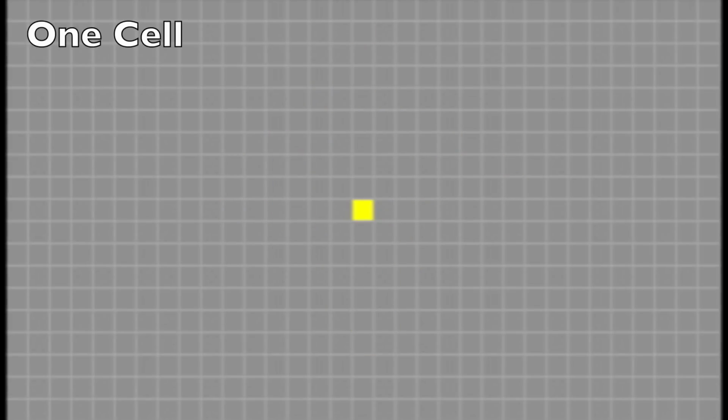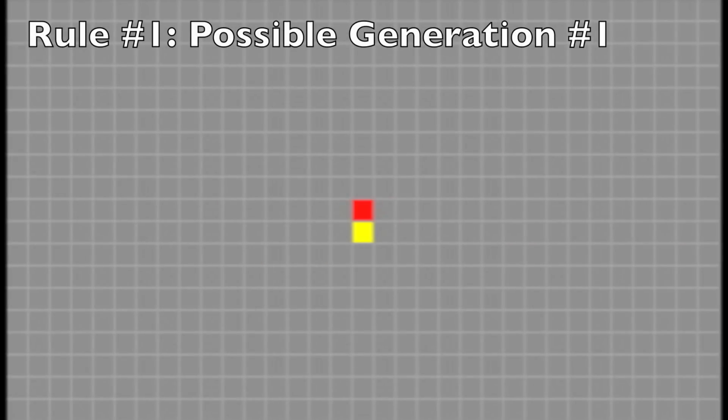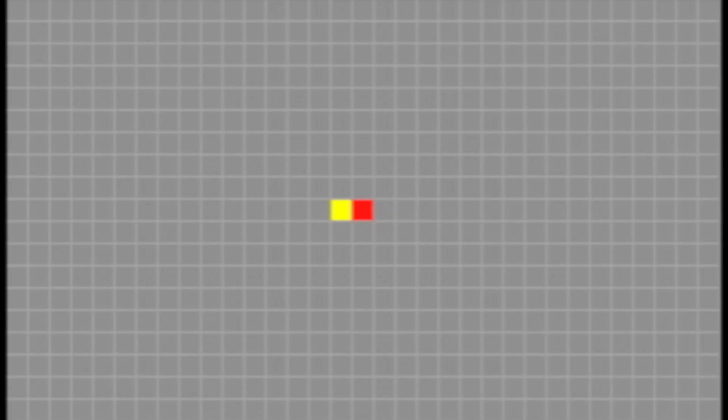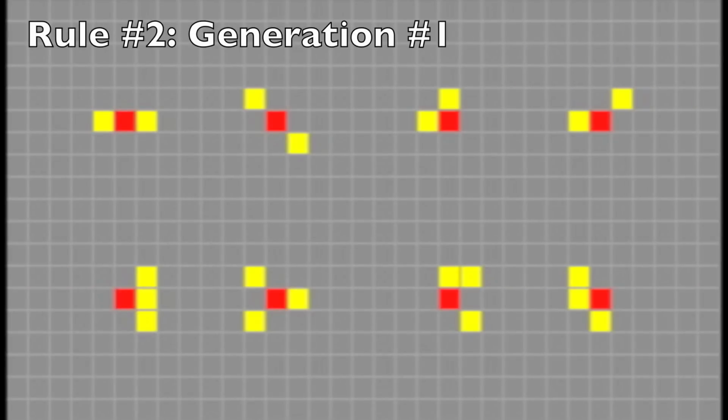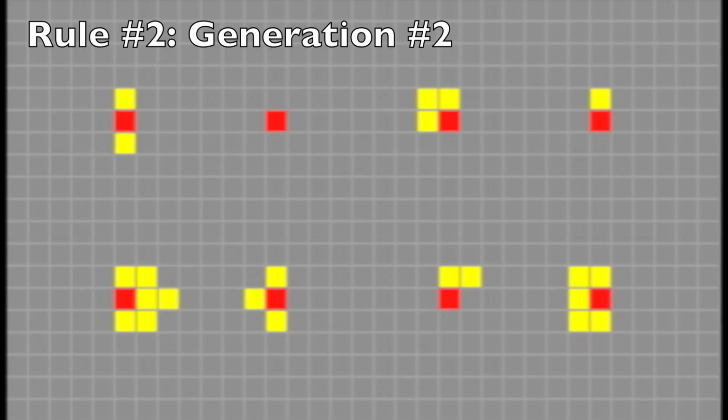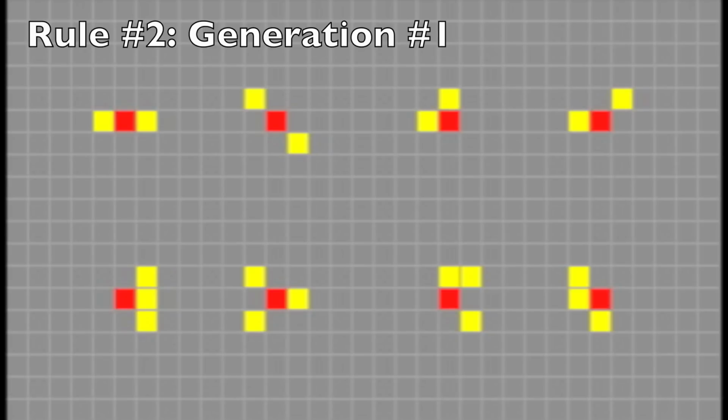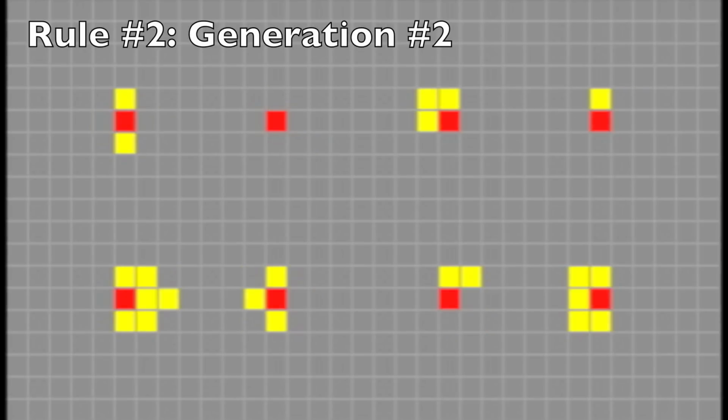Each spot on the grid is a cell. Each cell is either alive or dead. The first of these four simple rules states that if an alive cell has less than two live neighbor cells, it dies. The second rule states that if an alive cell has two or three live neighbors, it lives on to the next generation. Here, the red cells survive to the next generation because they each have two or three live neighbor cells.